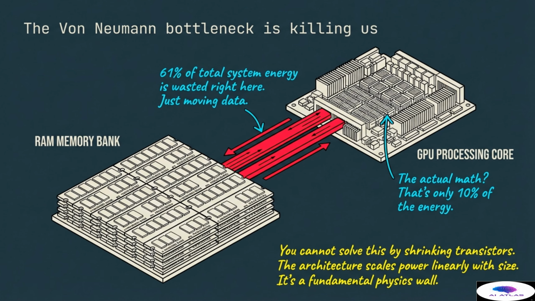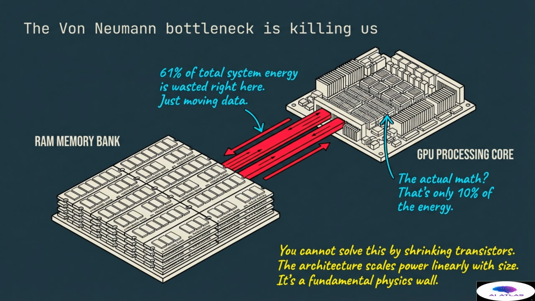The von Neumann bottleneck is a concept that describes the limit on throughput caused by the physical separation of the processing core and the memory bank. In our current systems, 61% of the total system energy is wasted just moving data back and forth between these two components. Think about that for a moment. Only 10% of the energy is actually spent on the actual math we care about. This is a fundamental physics wall.